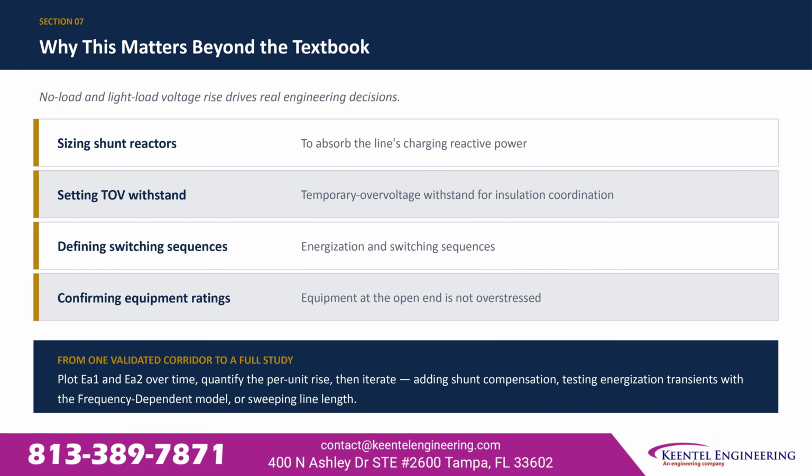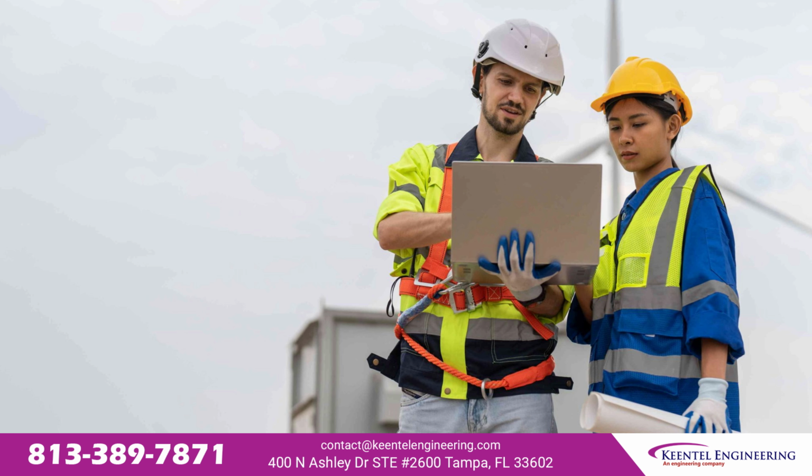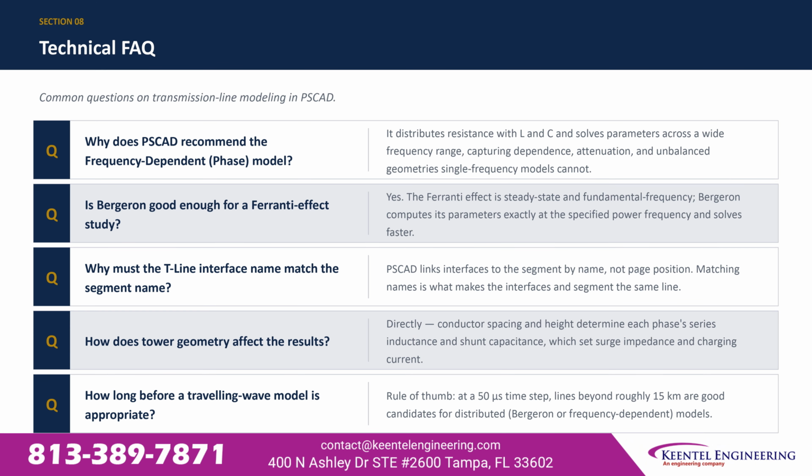From here, plot EA1 and EA2 over time, quantify the per unit rise, then iterate, adding shunt compensation, testing energization transients with the frequency-dependent model, or sweeping line length to build a full overvoltage and compensation study from this single validated corridor. Now, the most common questions on PSCAD transmission line modeling.